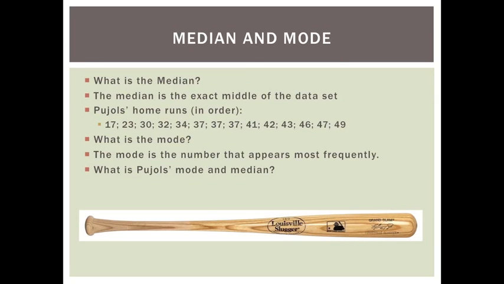So what is Pujols' mode and median? You just simply look for the middle of the set. There are 14 data points. So the middle of the set would be between the 7th point and the 8th point, exactly in the middle, which in this case, both of those are 37. So the median is 37, and the mode is 37. And of course, going back to the mean, the average is also just about 37.